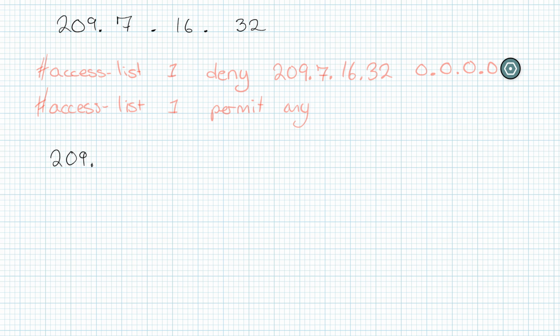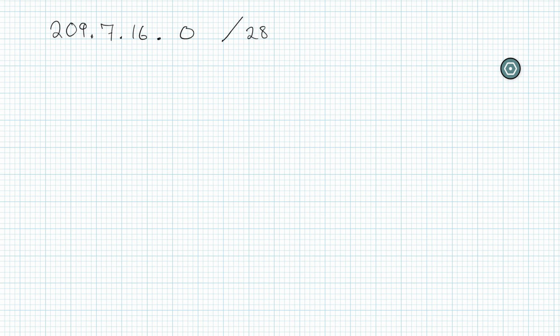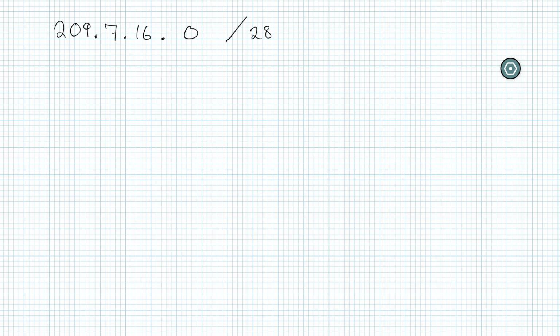So let's say 209.7.16.0, but now we're looking at a /28 address. So that means there are 28 network bits. If we're looking at 28 network bits on this particular address, we know that at some point in this space we're going to need to separate our network and our host bits. So we know our subnet mask, we know that our wildcard mask is going to care about the network.